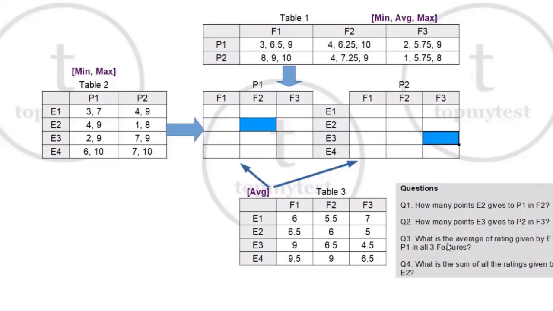Question number 3 says what is the average of the ratings given by E1 to P1 in all 3 features. So this is what is given. We don't have it row wise, we just have minimum and a maximum. We don't know the third value, so cannot directly calculate that. And question number 4 says what is the sum of all the ratings given by E2. So we need to add this and we need to add this, right? So these are the data points that we need to answer, right? Let's get on with it.